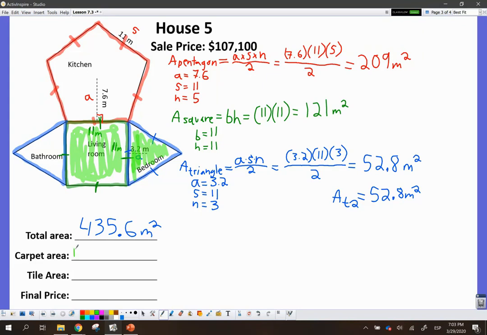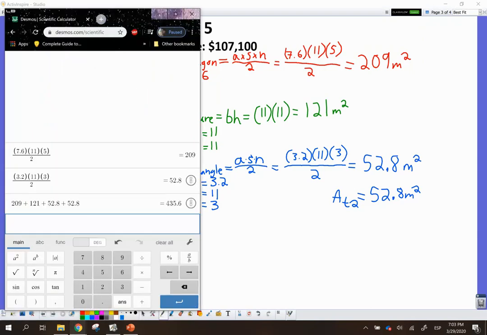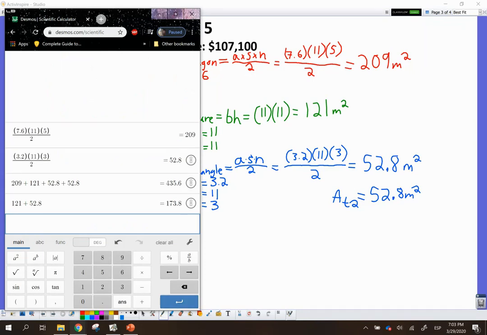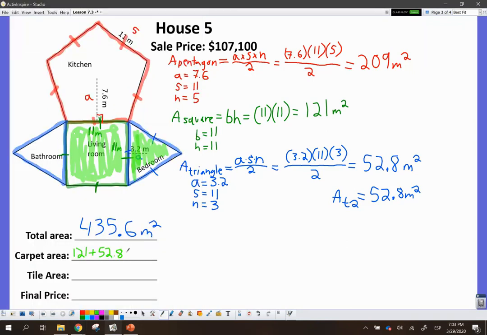So the area of my square is 121. The area of one triangle is 52.8. And if I add those together, 121 plus 52.8 gives me 173.8. So the area for the carpet is 173.8 meters squared. So that's the carpeted area.